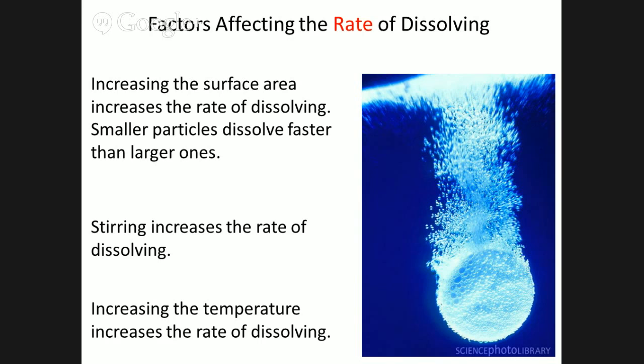So, 3 factors that can affect the rate of dissolving. And of course, a big piece at a lower temperature would not dissolve as quickly as little pieces at a higher temperature.